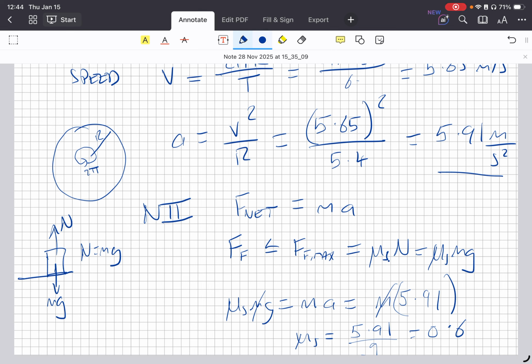And as long as we have a minimum coefficient of 0.6, that means that this force is sufficient to stop the cat sliding outwards. In other words, the force is sufficient to maintain this acceleration.